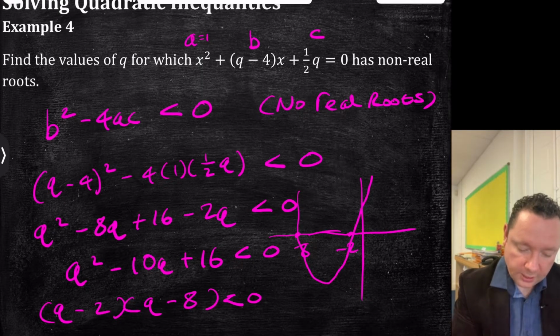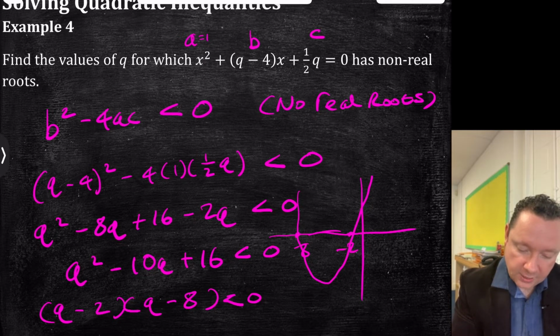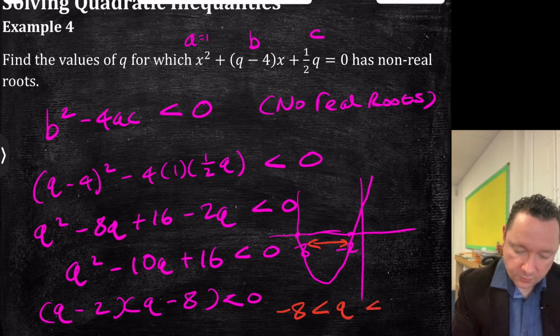There's our quadratic, and we want that to be less than 0. So that is below the x-axis, so that's in between these two numbers. So we can just say that minus 8 is less than q is less than 2.